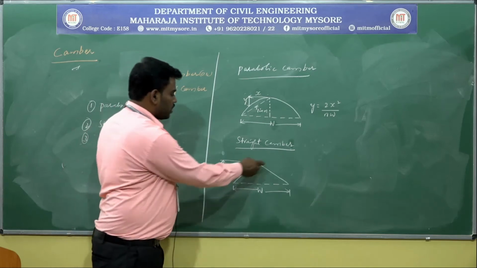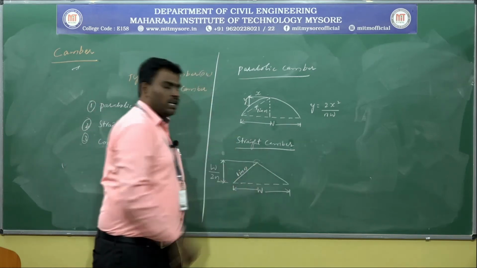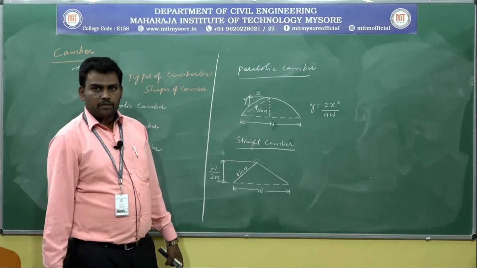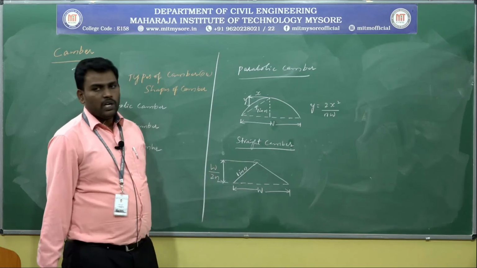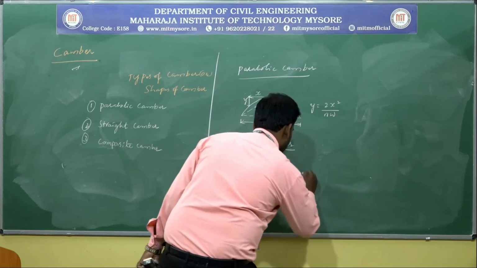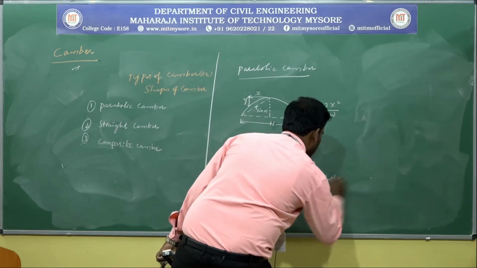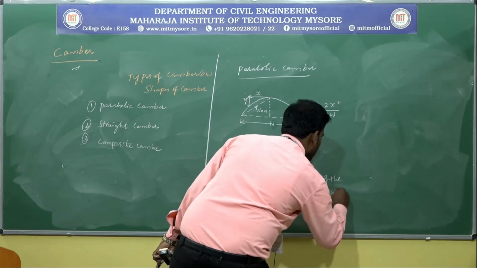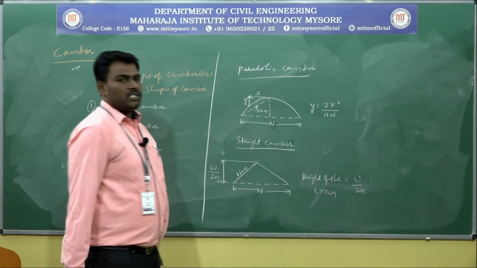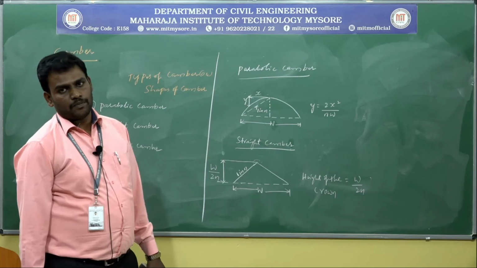If you raise the center point of the road with respect to the edges, that will form a crown at the center. If they are asking to find out the height of the crown, then it is W by 2n. Height of the crown is equal to W by 2n. This is for straight camber.